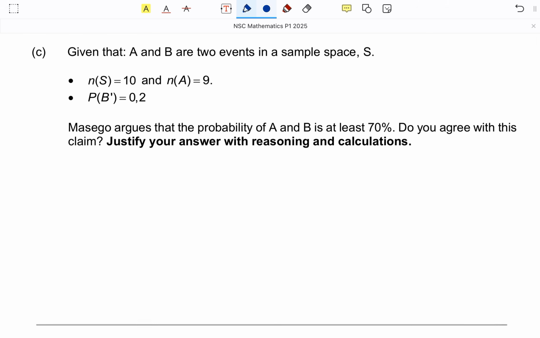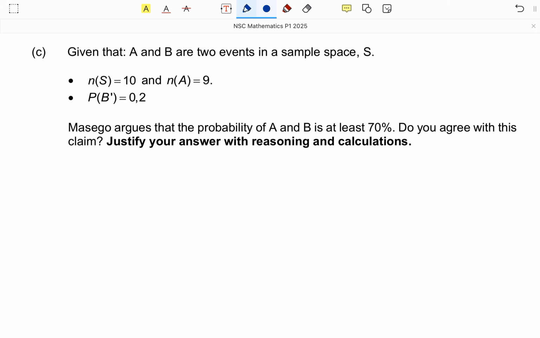Then in question C, it says, given that A and B are 2 events in a sample space, the number in the sample space is 10 and the number of event A is 9. Then the probability of not B is 0.2. So Masego argues that the probability of A and B is at least 70%. Do you agree with this? And then justify your answer with reasoning and calculations.